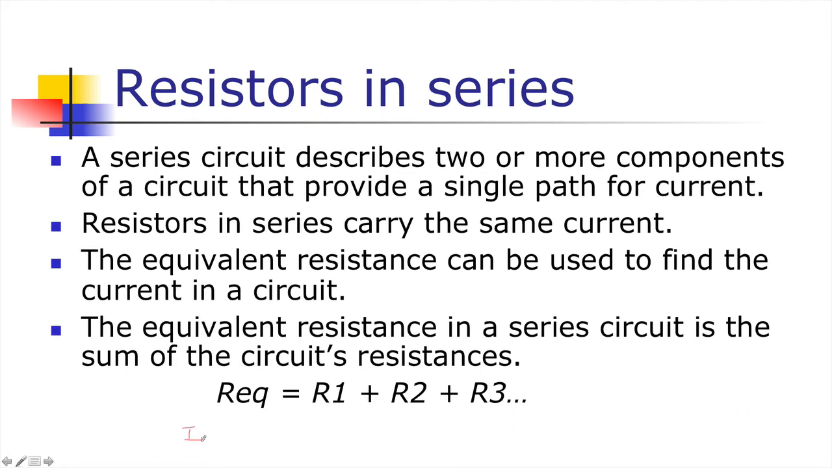In series, I is the same everywhere. So the amount of current passing through resistance 1 is the same as the amount of current passing through resistance 2, the amount of current passing through resistance 3, and so on. So if someone asks you what the total amount of resistance in the circuit is, it's easy. Just simply add them all together, the sum of all of them.